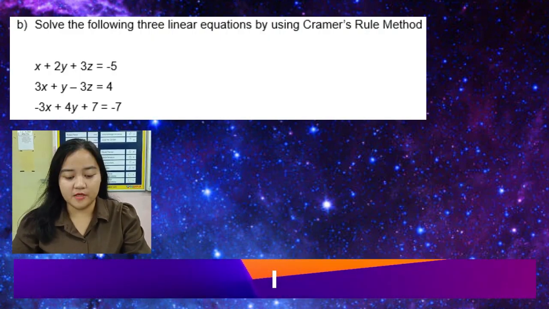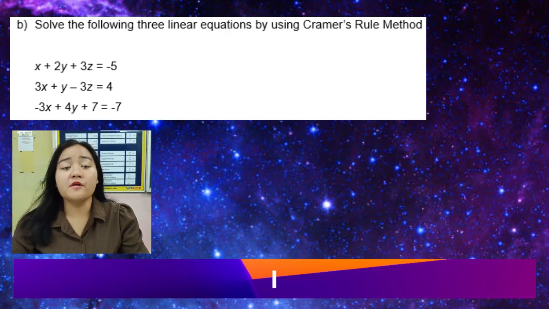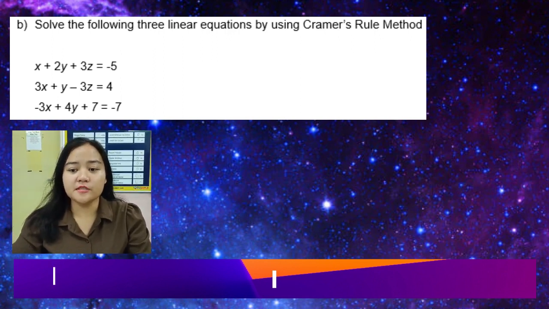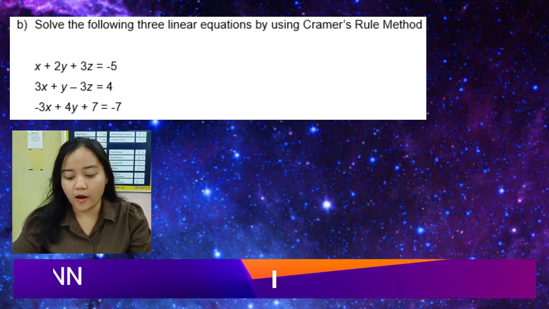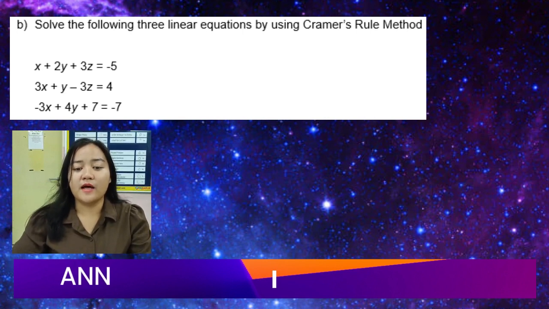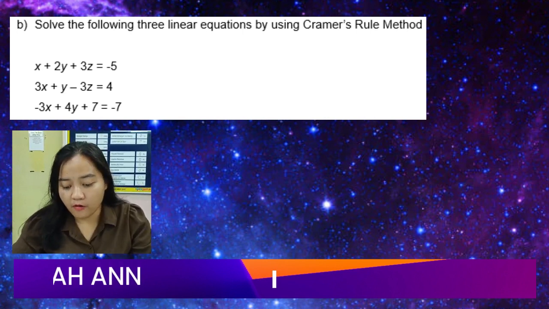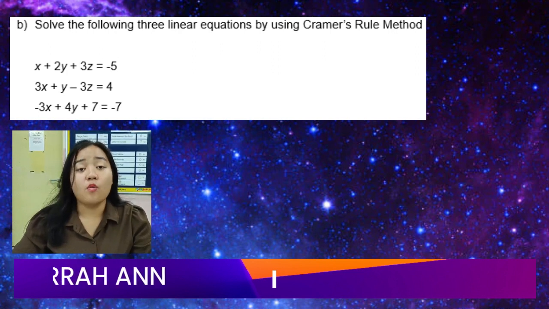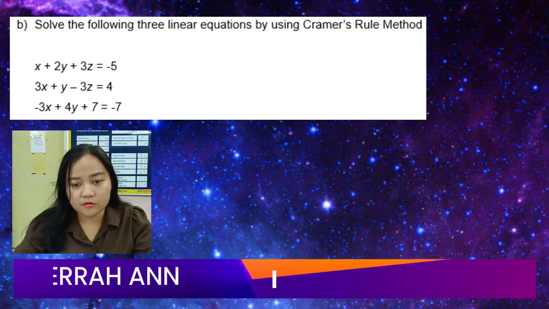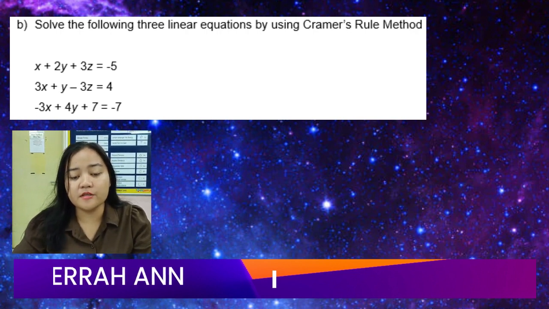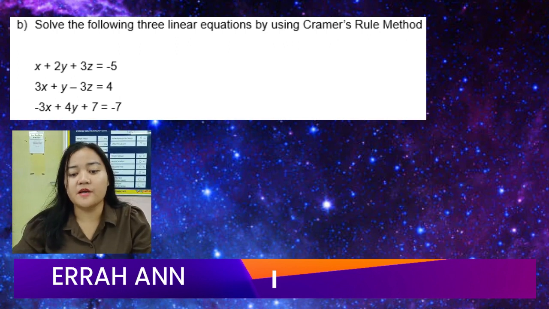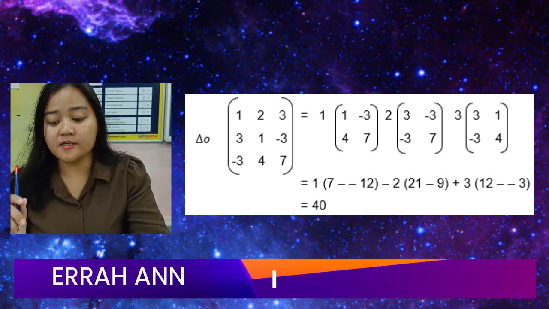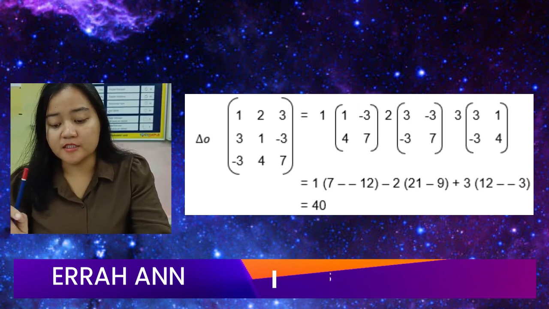I want to present the next question, question 4b. Solve the following 3 linear equations by using Cramer's rule method. The question gives row 1: x plus 2y plus 3z equals negative 5. Row 2: 3x plus y minus 3z equals 4, and the third row is negative 3x plus 4y plus 7z equals negative 7. We need to put the numbers inside the matrix form from the 3 linear equations in the question.